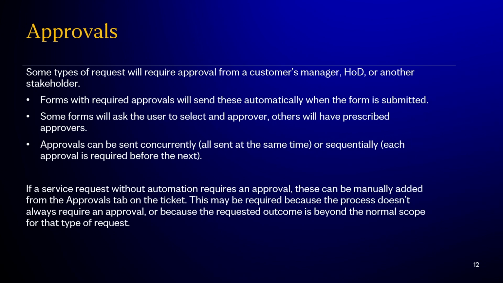If a service request without automation requires approval, these can be manually added from the Approvals tab on the ticket. This may be necessary because the process doesn't always require approval, or because the requested outcome is beyond the normal scope for that type of request.